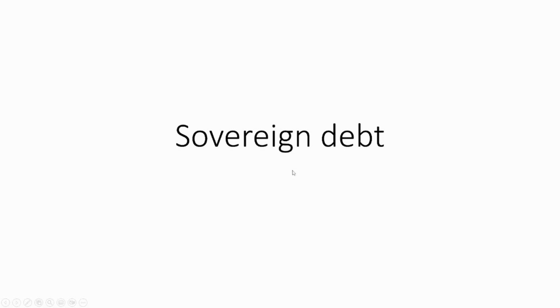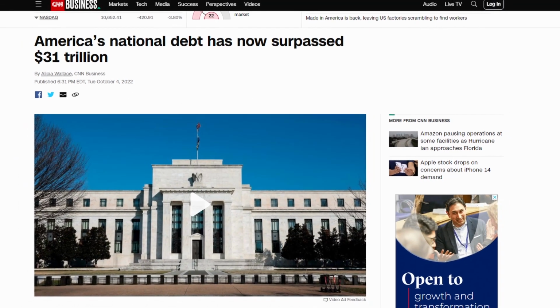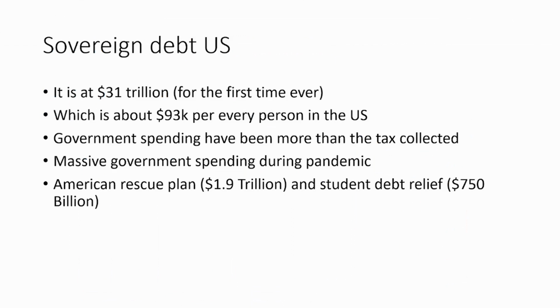We will talk about sovereign debt, and in particular, we'll talk about the sovereign debt of the US economy. It was recently news that the US economy now has a debt of 31 trillion US dollars, and that is the first time ever. That's the highest ever in US history, which is about 93k US dollars per person in the US, which is actually quite high, much more than the average per capita GDP in the US.